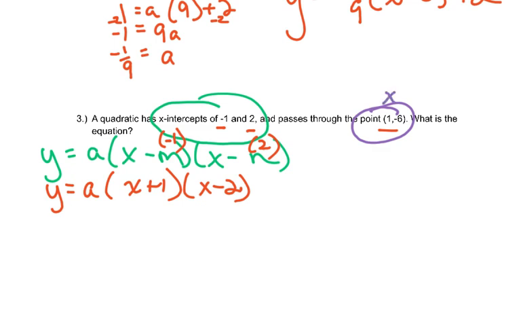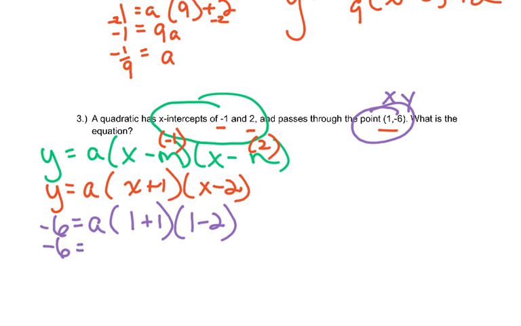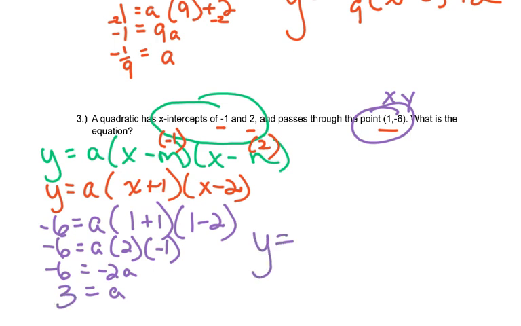So our x value is 1, our y value is negative 6. So negative 6 equals a, what we're solving for, times (our x is 1, plus 1) times (our x is still 1, minus 2). Negative 6 is equal to a times 2 times negative 1. So negative 6 equals negative 2a. A is going to equal, if we divide by negative 2, 3. And putting everything together, we're going to get y equals 3 times (x plus 1) times (x minus 2).